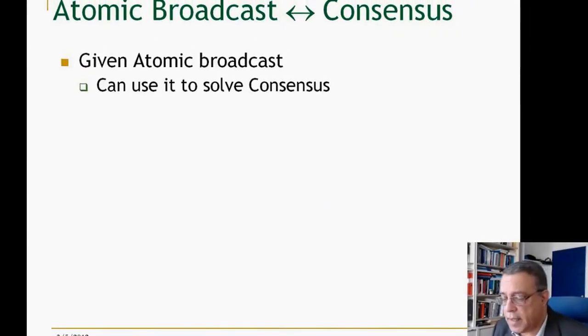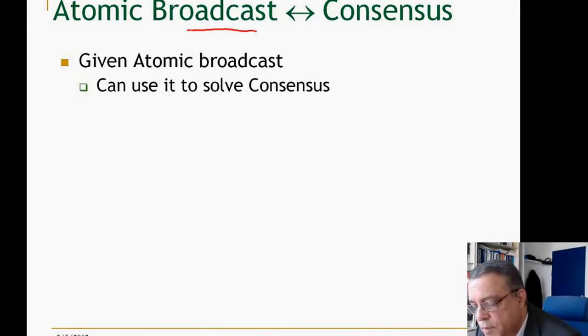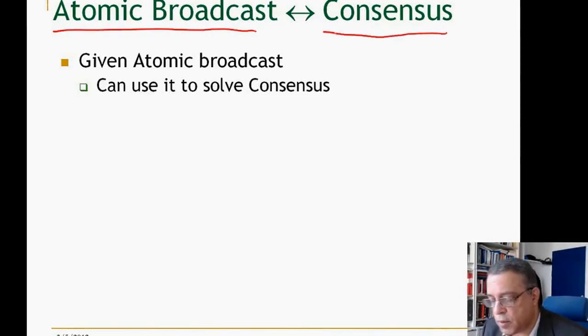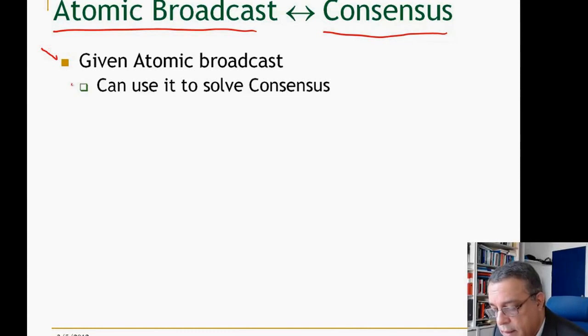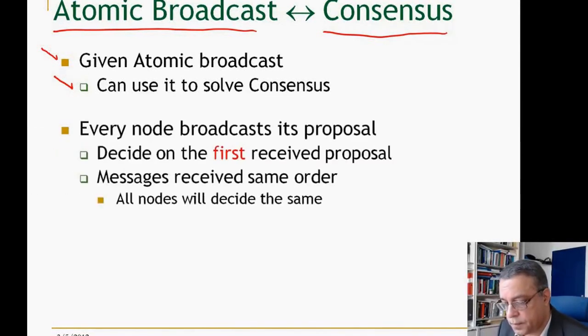So it happens to be that the problem of atomic broadcast and the problem of consensus are equivalent problems. And by this I mean, given an atomic broadcast service, we can implement a consensus service, and vice versa. Given a consensus service, we can implement an atomic broadcast service. So let us see how we implement consensus using atomic broadcast.